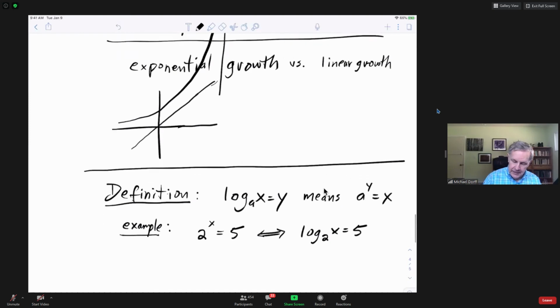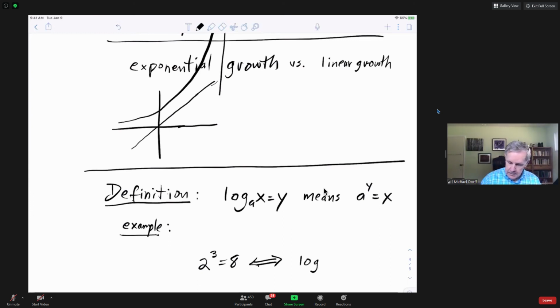Or maybe a better example would be, let's say we did 2 to the third equals 8. Doesn't that mean log 2 of 5 is equal to x? Yes. Sorry. Yeah, that was not a good example. Let me give you an example that is better. Okay. 2 to the third equals 8. That's equivalent to saying log base 2 of 8 equals 3.